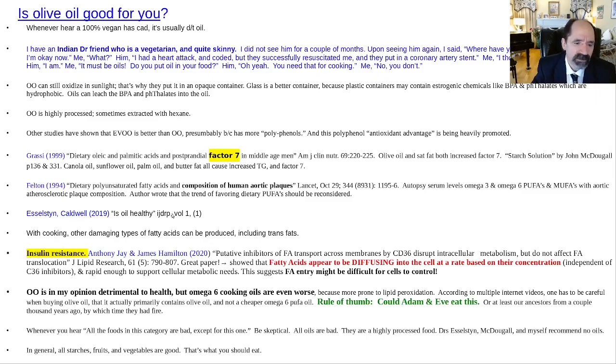Whenever you hear that all the foods in this category are bad except for one, be skeptical. Whenever somebody tells you all oils are bad except olive oil is good, be skeptical. All these billion-dollar foods, olive oil and caffeine and the rest of them, omega-3 fish oil, they all got this industry-funded publicity, so don't be fooled by it. In general, the categories of foods that are good are starches, fruits, and vegetables. That's the best thing to eat.